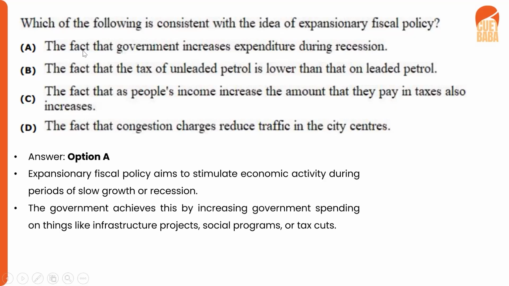That is, it shows the fact that government increases expenditure during recession. So what are the other options? The fact that congestion charges reduce traffic in the city? No. The fact that people's income increases the amount that they pay? No. So all these options can clearly be cut off, and we have only one option that is showing the government increasing expenditure during recession. So that is option A.